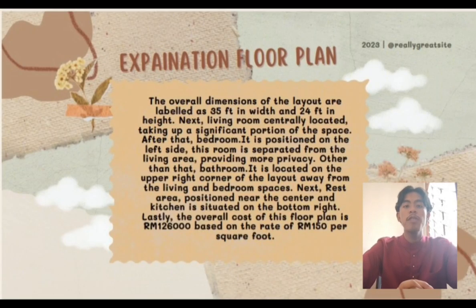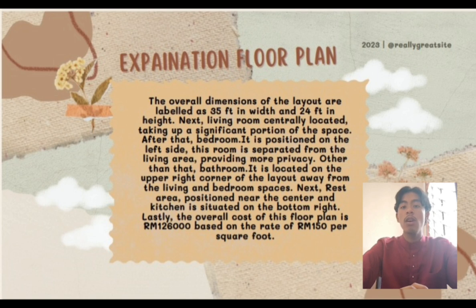The overall dimensions of the layout are labeled as 35 feet in width and 24 feet in height. Next, the living room is centrally located, taking up a significant portion of the space. After that, a bedroom is positioned on the left side. This room is separated from the living area, also providing more privacy. Other than that, a bedroom is located on the upper right corner of the layout, away from the living and bedroom space. Next, the rest area is positioned near the center and the kitchen is situated on the bottom right.